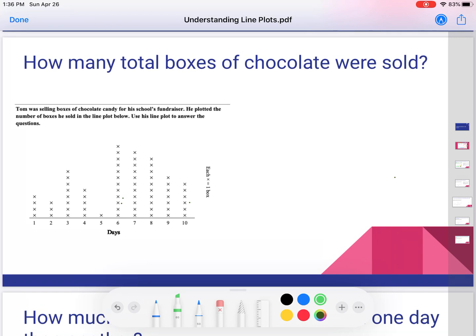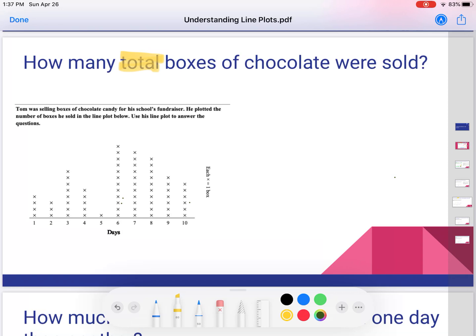How many total boxes of chocolate were sold? How do I know what to do here? Are there any clue words or target words that tell me? I'll give you a second to look at the question again and see if you can figure out what word hints at what operation we might use or a strategy we could use to solve for this one. I'll even reread the question. How many total boxes of chocolate were sold? All right, did you guess the word total?